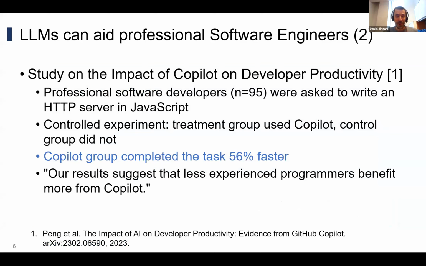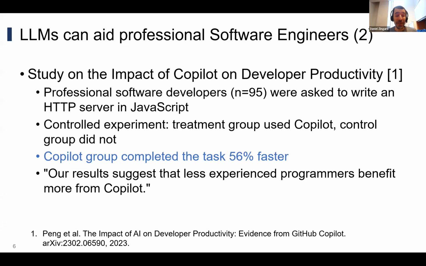In the first research paper we're going to discuss, we have a controlled experiment. This is when you have one difference in how 2 groups work, and that one difference can be used to determine what the effect is. We have the treatment group, who are allowed to use Copilot, and the control group, who are not allowed to use Copilot. Other than that, they're allowed to do whatever they want. They can use the internet, look at documentation, all that. The only difference is one group has Copilot, the other group doesn't. What we find is that the Copilot group completed the task 56% faster than the control group. And the authors also note that less experienced programmers benefited more.